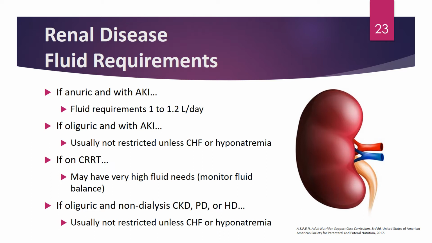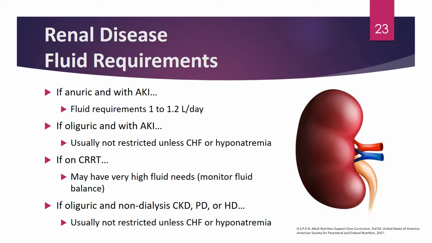In regards to fluid requirements for patients with renal disease, if you are anuric and you have AKI, and these are patients who have not yet progressed to dialysis, their fluid requirements are essentially 1 to 1.2 liters per day. With these patients, you don't want to overdo it on their fluid because they're not getting dialysis at this point. If they're getting dialysis, you can be a little bit more liberal on their fluids.